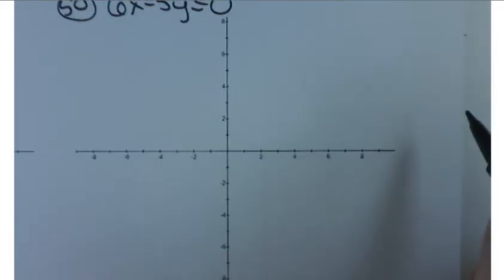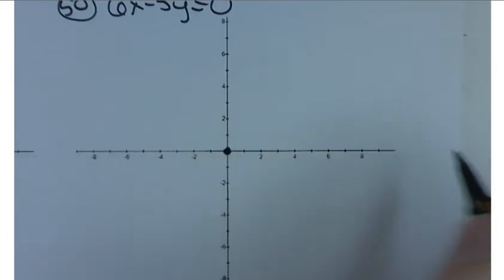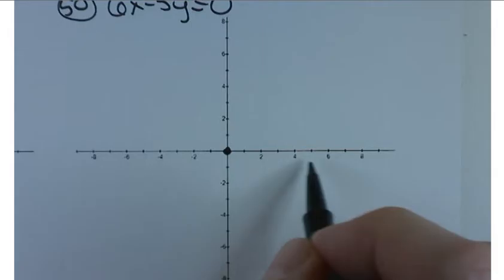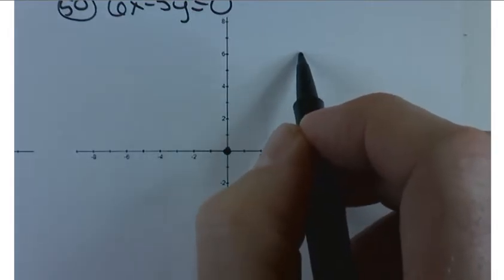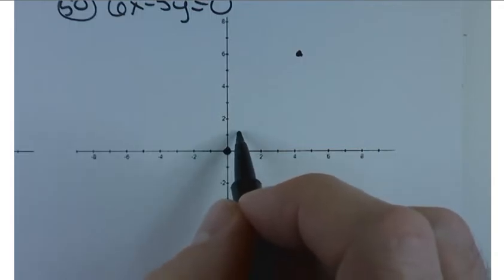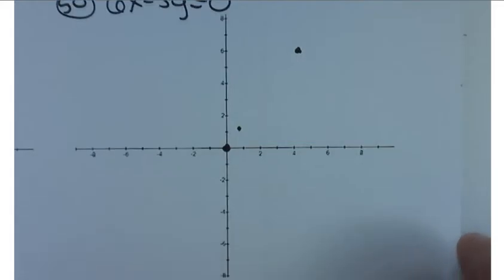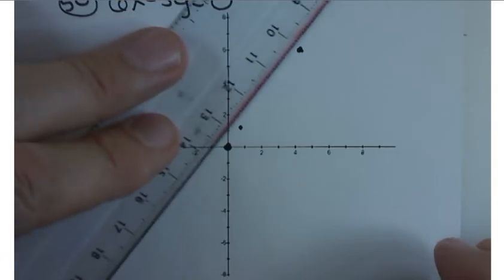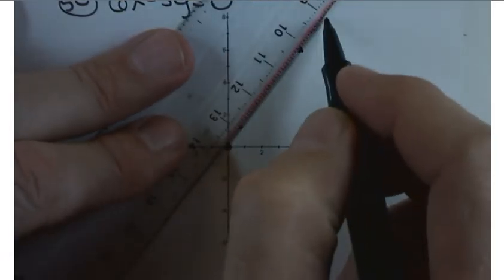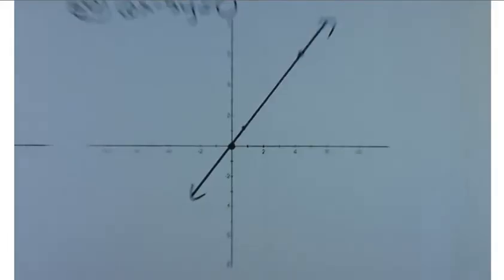We've got points at 0, 0, and at 5 and 6, which is up here. And the last one is 1 and 1.2. So a little bit above 1. About there. Does that look reasonable? Do they all look like they're falling on the same straight line? Yeah, I'd say so. They're looking pretty good. Yay. So all set with number 50.